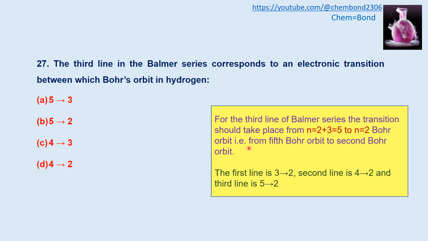Or we can also solve it this way: from third to second, the first line will be produced. From fourth to second, the second line will be produced. And the third line will be produced when the electron moves from the fifth to the second orbit. So the third line will be produced from fifth to second orbit.